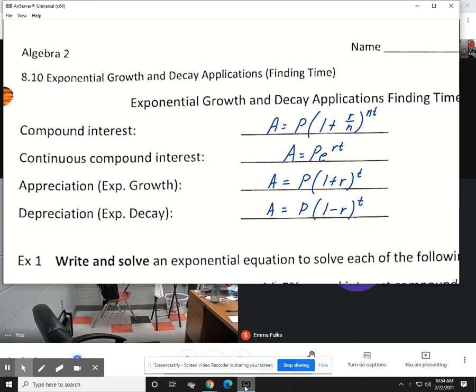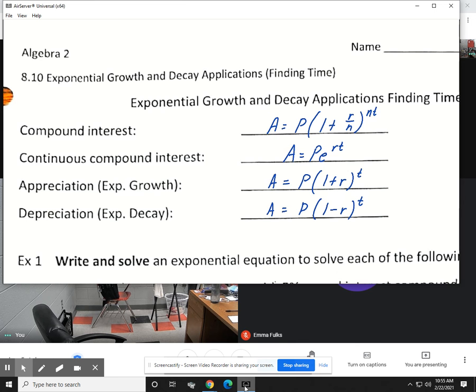Up to this point, what have we found with all of these formulas? What have we been finding? In every one of these formulas so far, we've been finding what? We've been finding A. We found A. That's what we've been finding, right? Today's lesson, we're not finding A. What are we finding? We're finding T.